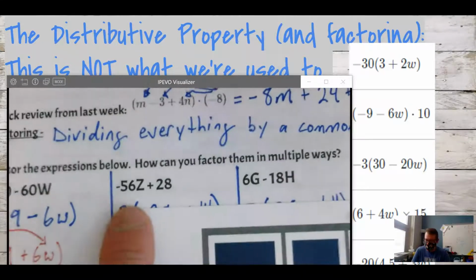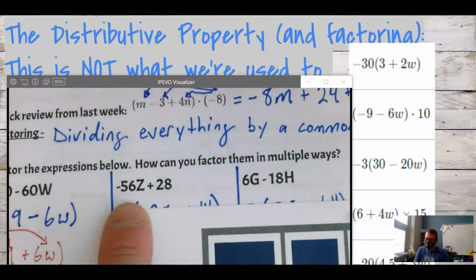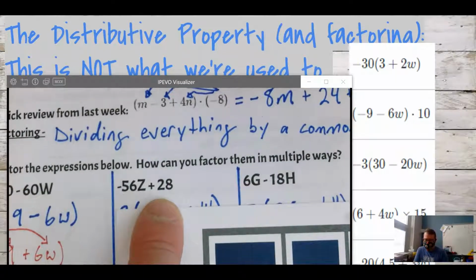All right, so looking for a common factor we can divide negative 56z and 28 by. Amelia, do you have a suggestion?